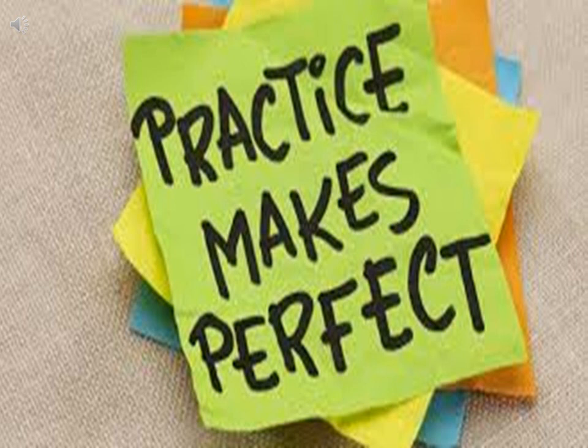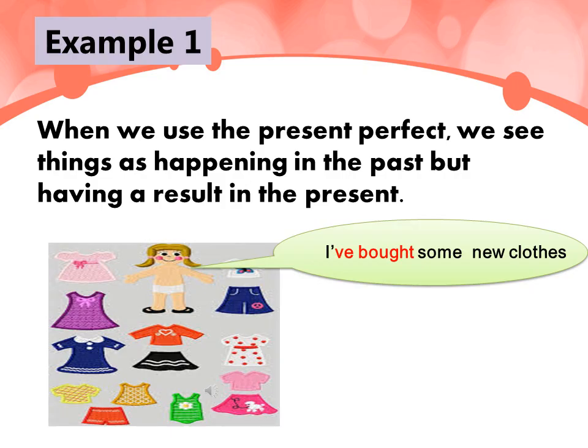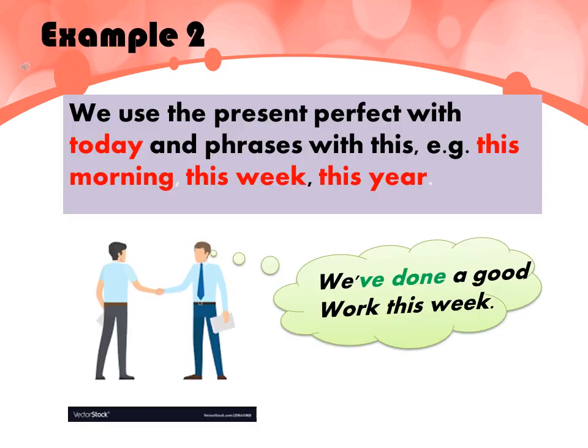Now it's time for practice, and the saying says practice makes perfect. We'll see the uses of the present perfect with some more examples. So example number one, as we said already, when we use the present perfect, we see things happening in the past but having a result in the present. يعني أشياء وقعت في الماضي ولكن عندها نتيجة في الحاضر. Example, I have bought some new clothes. Here the verb bought, it comes from the verb to buy, and past participle ديالو هو bought, irregular.